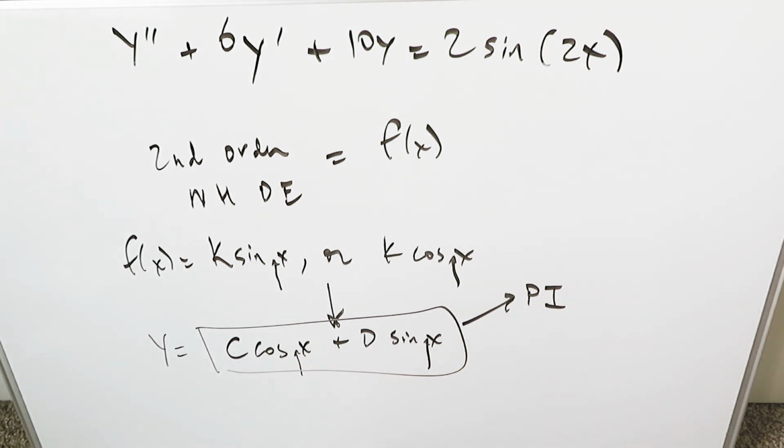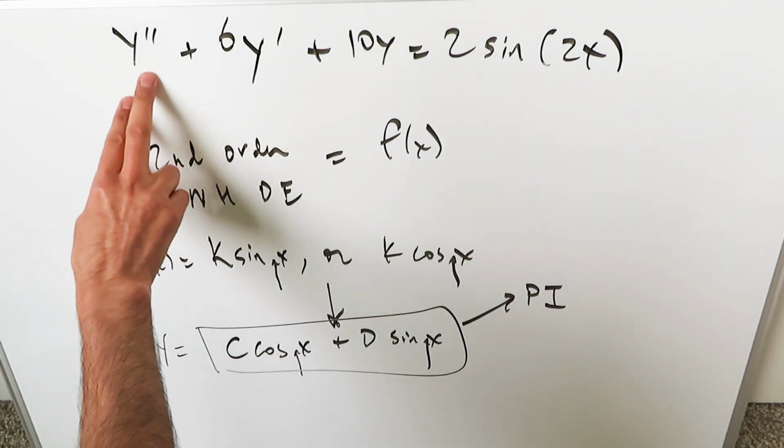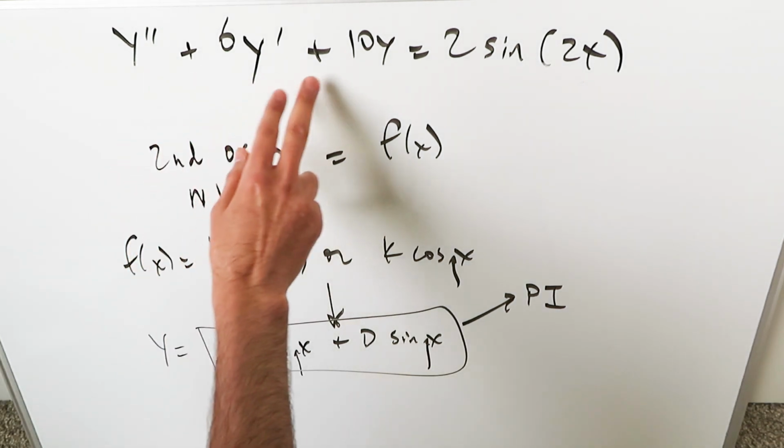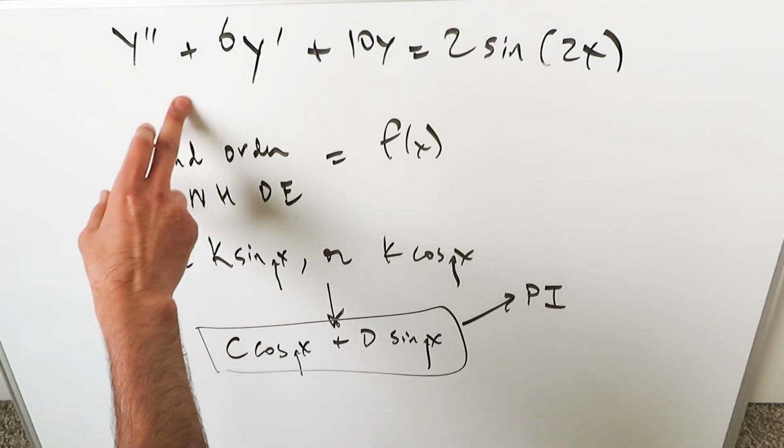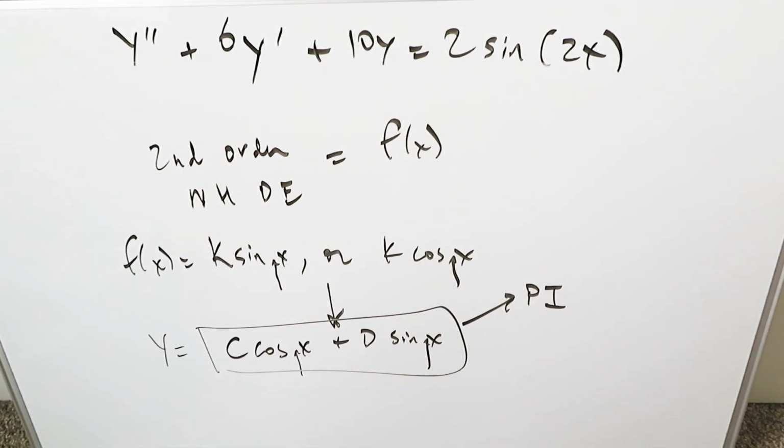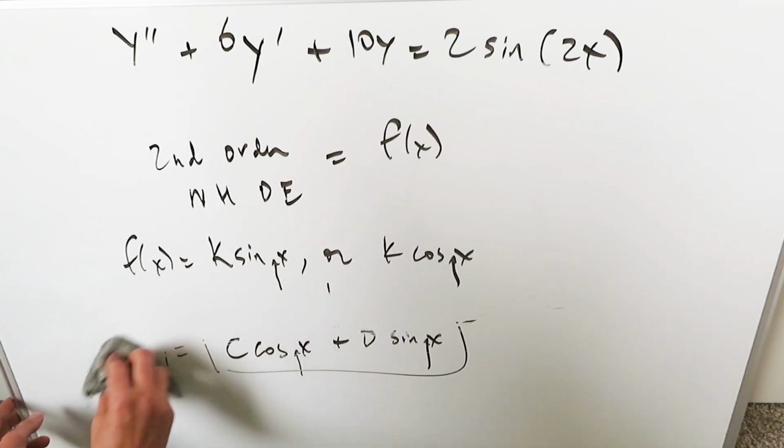So when you're looking at this specific question, we have y double prime plus 6y single prime plus 10y. This here is a second order differential equation, but it's inhomogeneous or non-homogeneous because it's not equal to 0, it's equal to a function, and here this function is a trigonometric function. So we have to analyze it and determine the general solution.